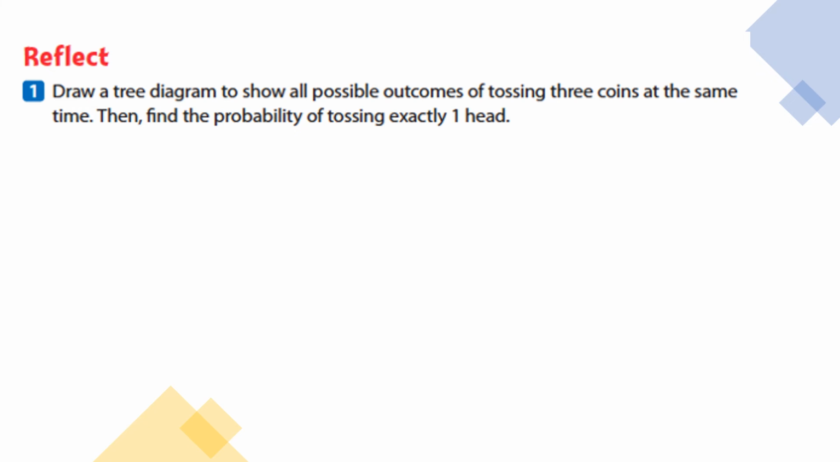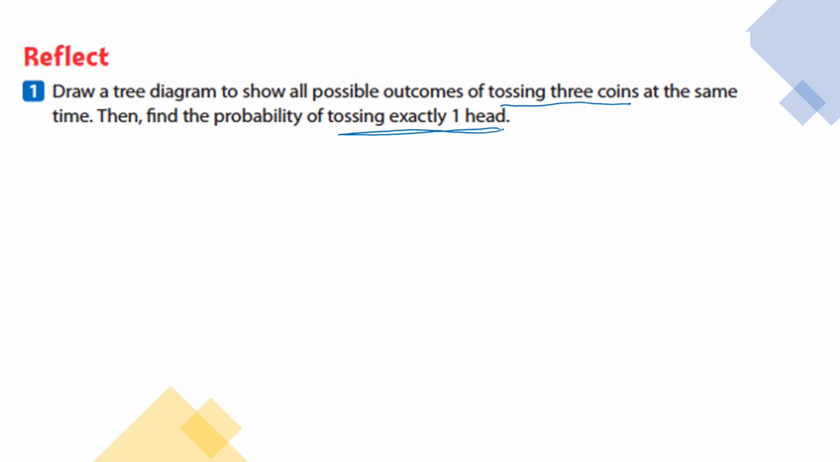All right, let's practice what we've learned. We're going to draw a tree diagram to show all the possible outcomes of tossing 3 coins at the same time. Then we'll find the probability of tossing exactly 1 head. So when we think about our problem, it is about the probability using 3 coins. What we need to know and what information is important is the fact that we are using 3 coins. We have to have at least 1 head. That is what they want, exactly 1 head, not at least, but exactly 1 head.